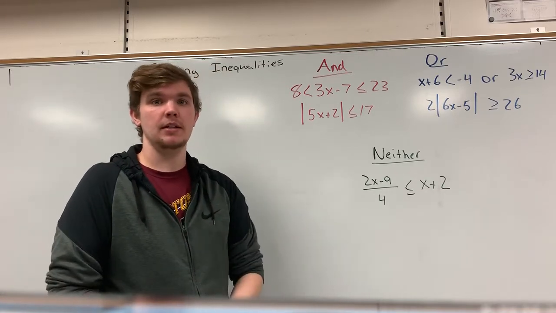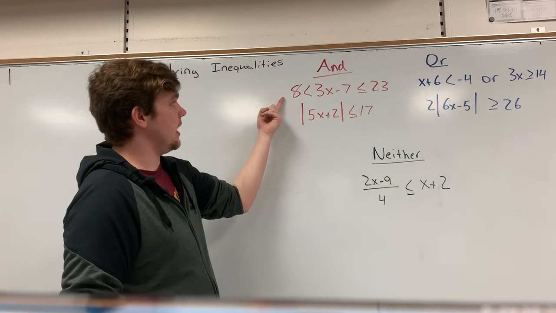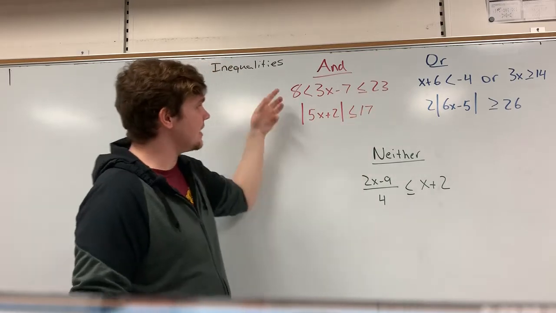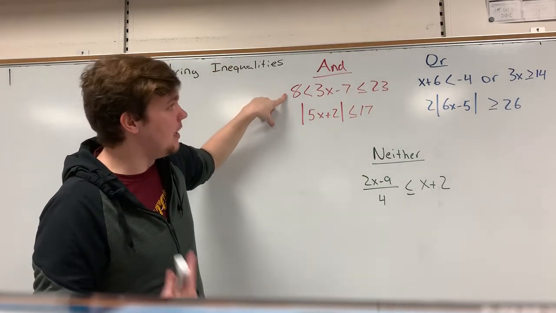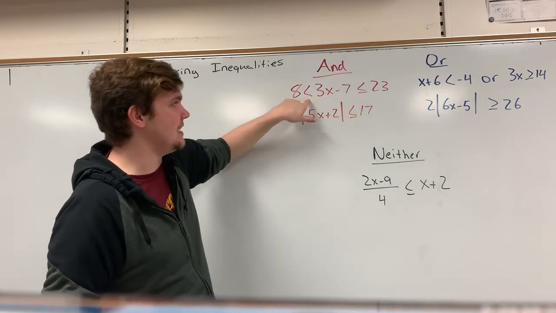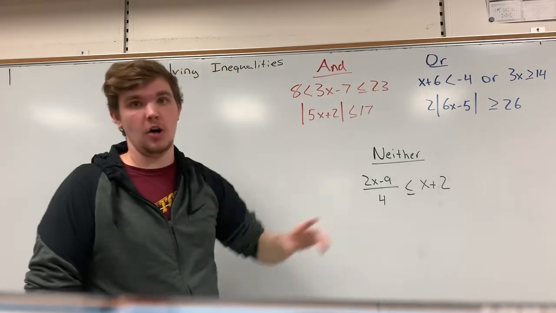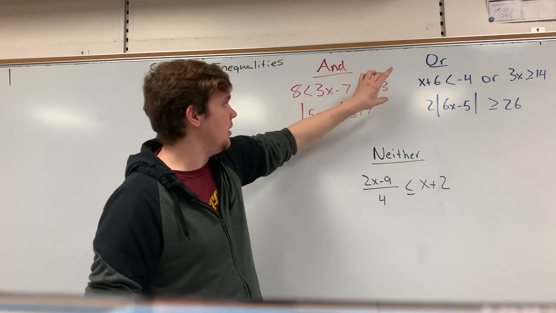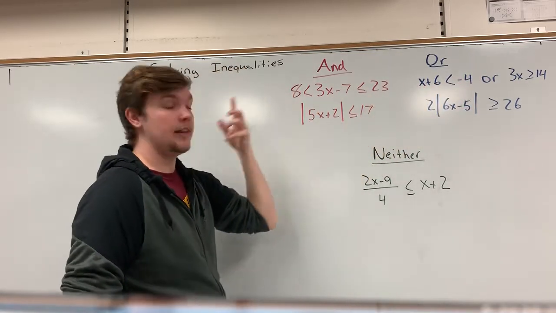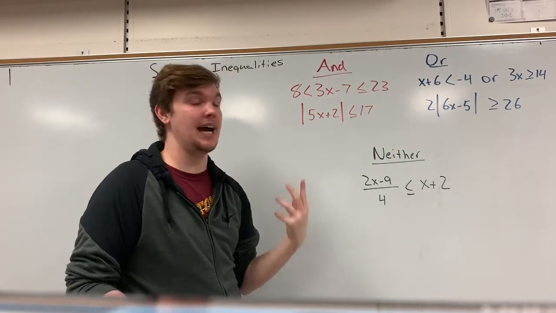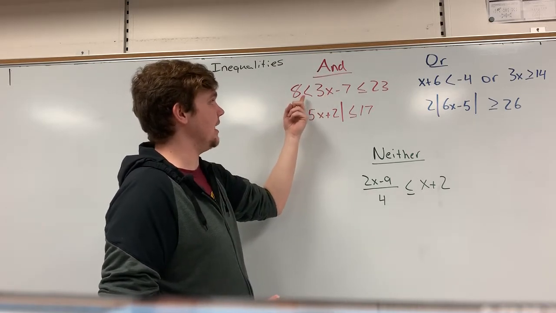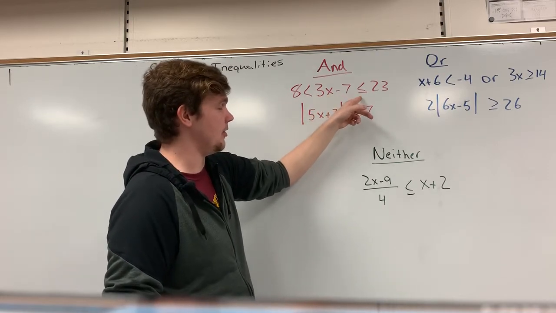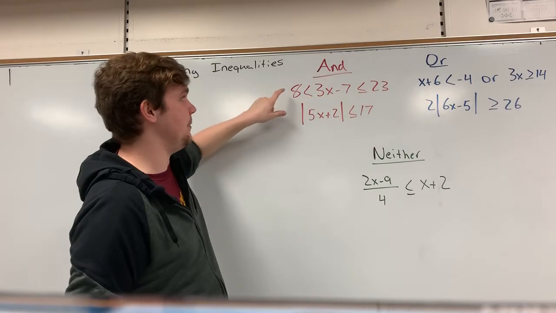Okay, so this first guy here, 8 is less than 3x minus 7, less than or equal to 23. This guy is an and statement, and I know that because it has two inequalities in it, all on one line. All on one line, and that's the key part, right? So since this is all on one line, and it doesn't say the word or in there, then I know this is really two different inequalities. I need 8 to be less than 3x minus 7, and I need 3x minus 7 to be less than or equal to 23, right? So this guy's going to get me two different answers.